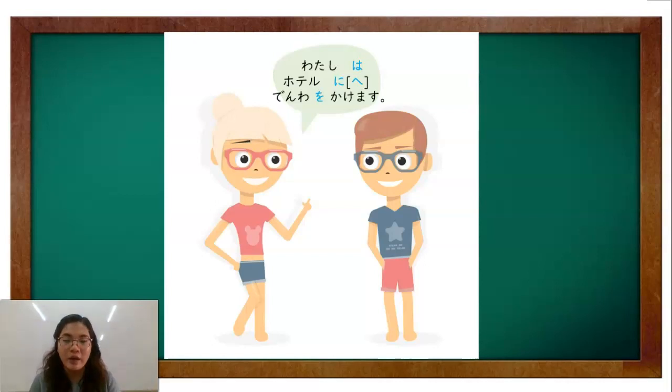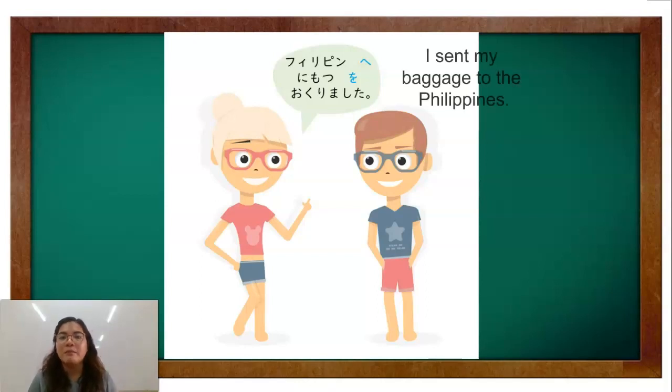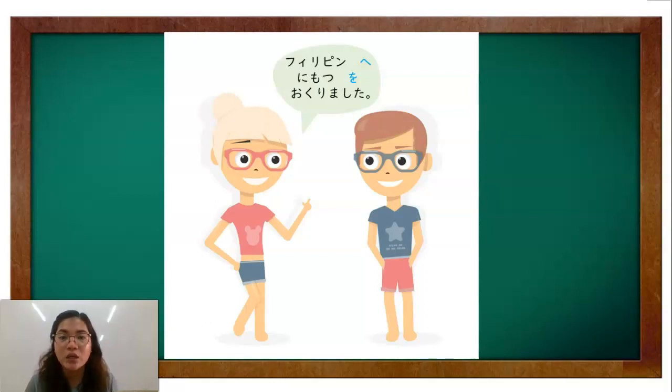Another example is okurimasu. May ipinadala ka sa Philippines. For example, pinadala kang baggage or balikbayan bag sa Philippines. So, you will say: Philippine e nimotsu o okurimashita. Nimotsu is baggage. Philippine e nimotsu o okurimashita. May pinadala akong baggage sa Philippines. So, dun papunta yung action na okurimasu, kaya particle e siya.